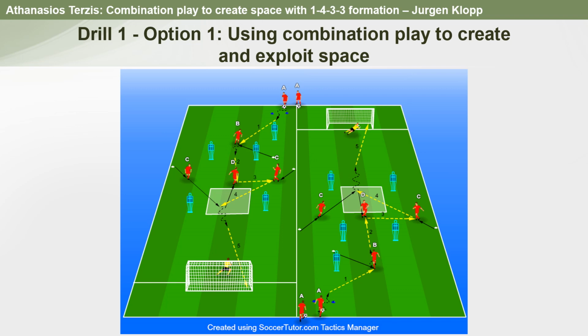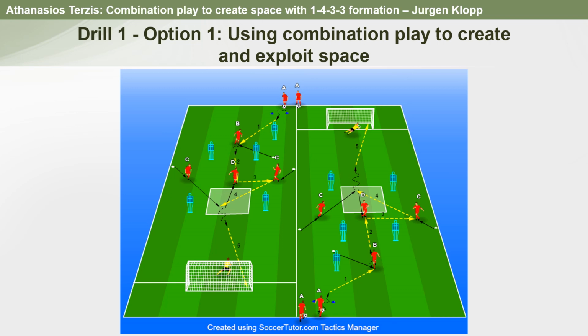A passes to B and B receives, turns and moves forward. As soon as this takes place, D drops back in order to offer a passing option. B passes to D and D uses a combination play with one of the C players in order to move the ball to the other C player inside the white area. This last player receives, moves forward with the ball and then makes a shot towards the goal. After this, the players move one position forward.